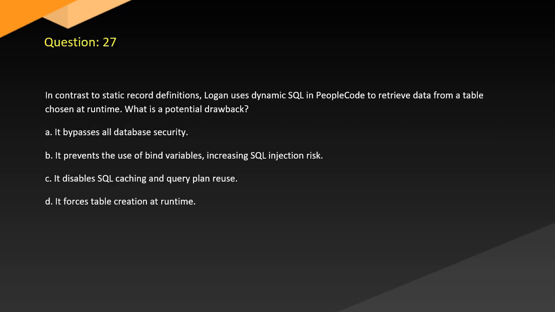Question 27. In contrast to static record definitions, Logan uses dynamic SQL in PeopleCode to retrieve data from a table chosen at runtime. What is a potential drawback? A. It bypasses all database security. B. It prevents the use of bind variables, increasing SQL injection risk. C. It disables SQL caching and query plan reuse. D. It forces table creation at runtime.